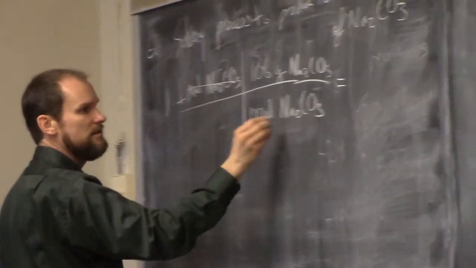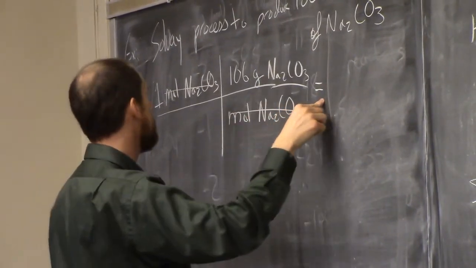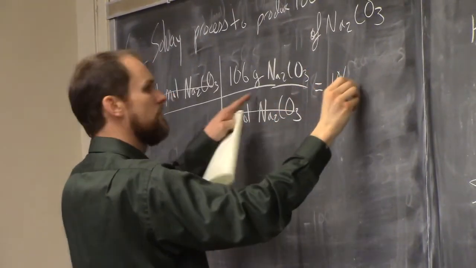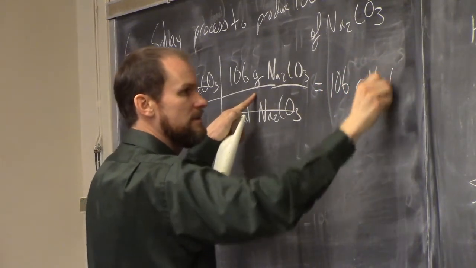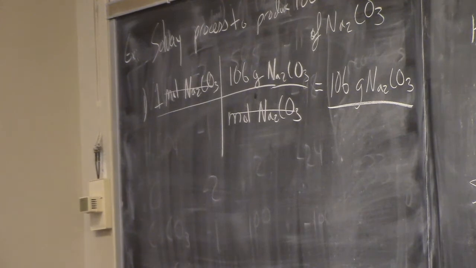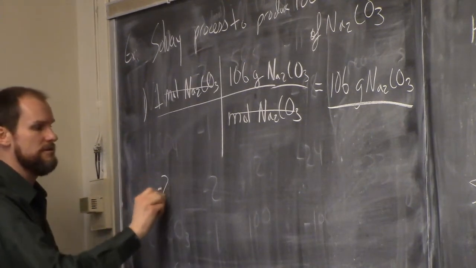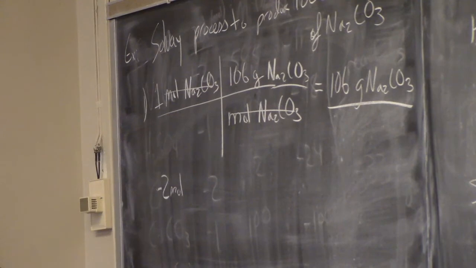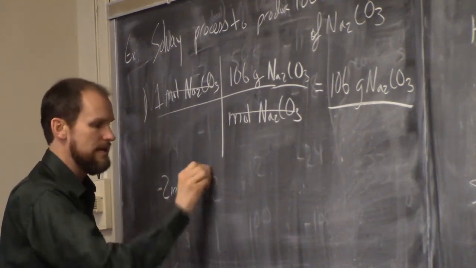Moles of Na2CO3, moles of Na2CO3, that should give us grams of Na2CO3. Okay, you do the same thing for minus 2 moles of NaCl, etc. Right?